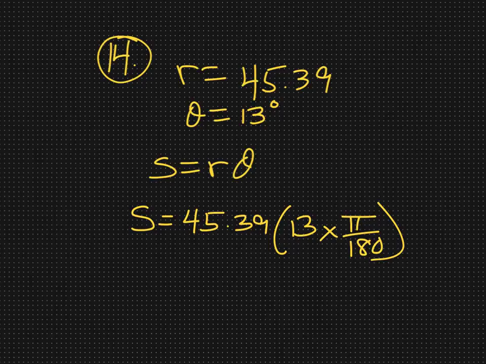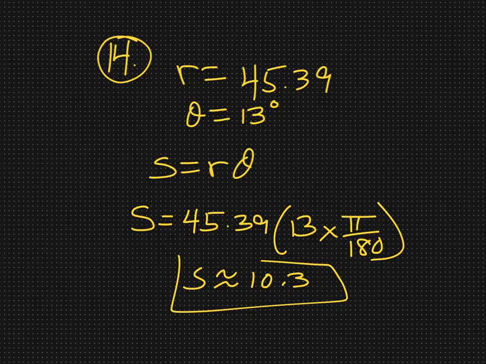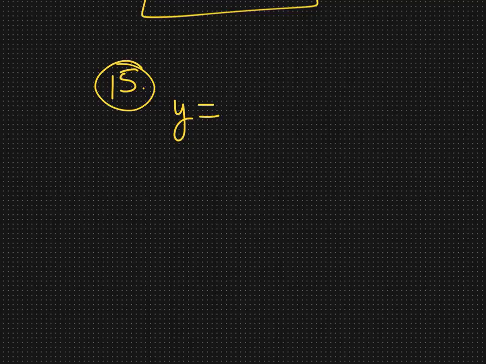And on this problem it said to round to the nearest 1 decimal place, and if you do that, you end up with approximately 10.3 if you do the multiplication here. Okay, and I chose number 15. And this was the problem that asked you for amplitude, period, phase shift, and vertical shift.